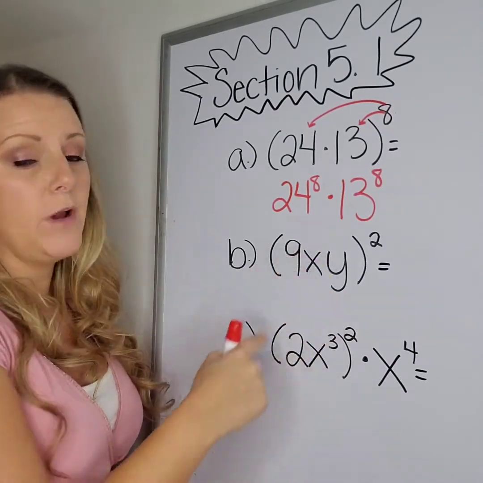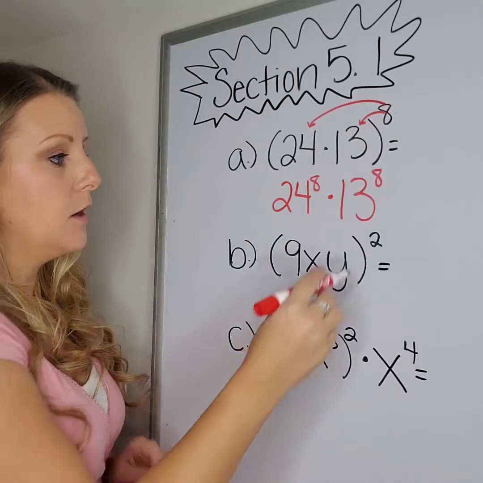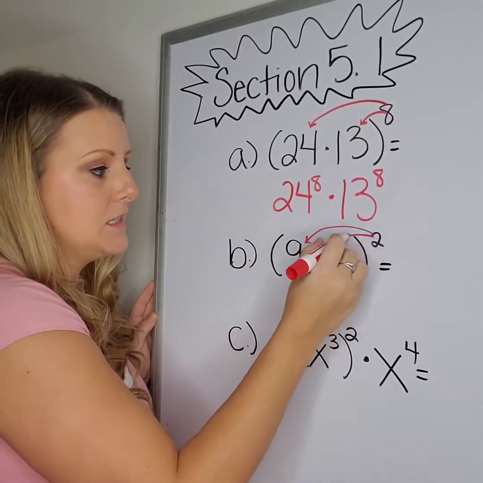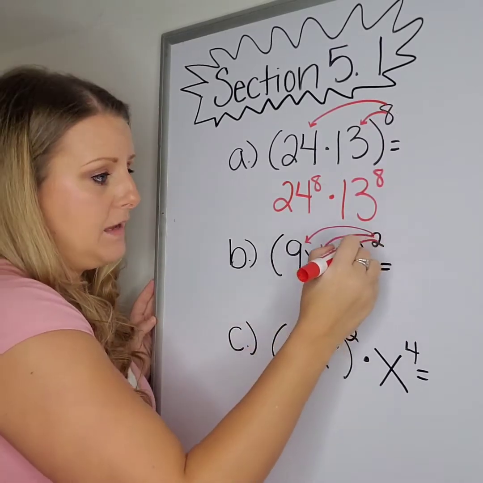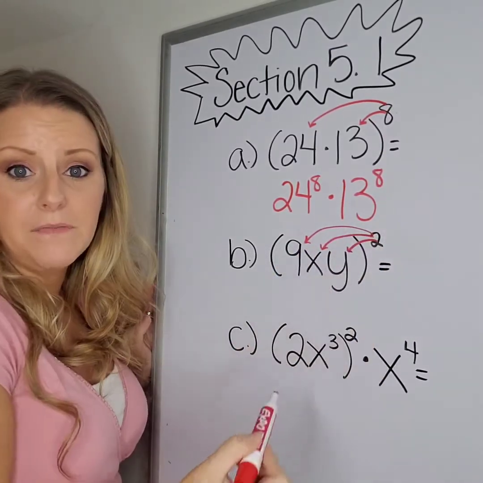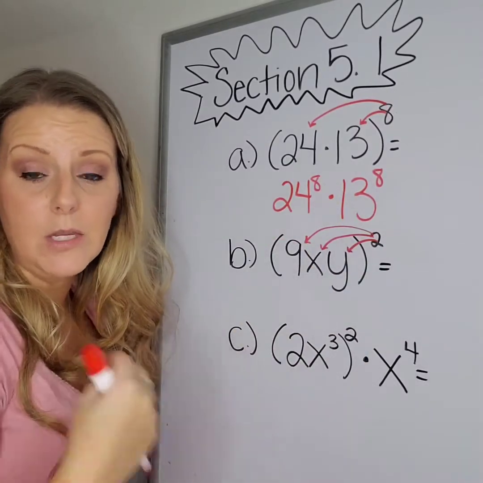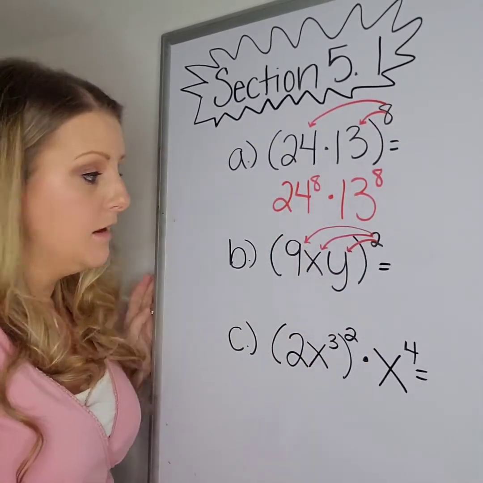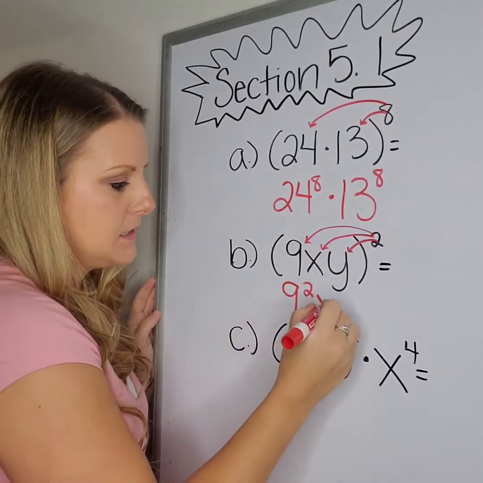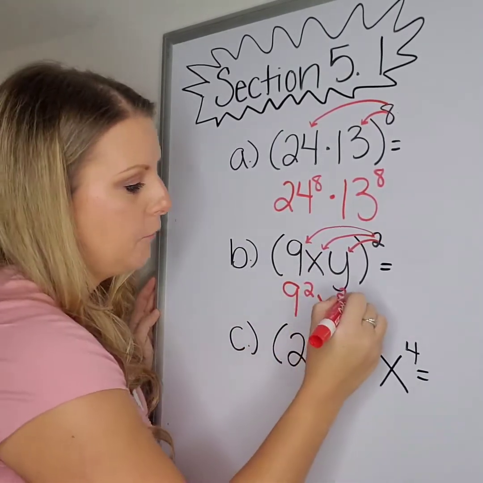It works the same way with letters and numbers. So this 9 gets the 2, the x gets the 2, and the y gets the 2. So anytime you have a power outside of the parenthesis, you need to give it to everything. You need to distribute it to everything. So the 9 gets the 2, the x gets the 2, and the y gets the 2.